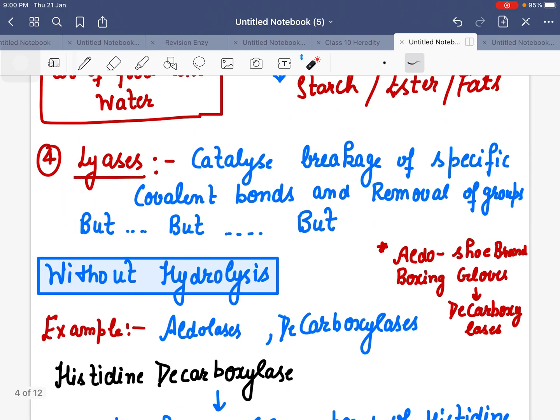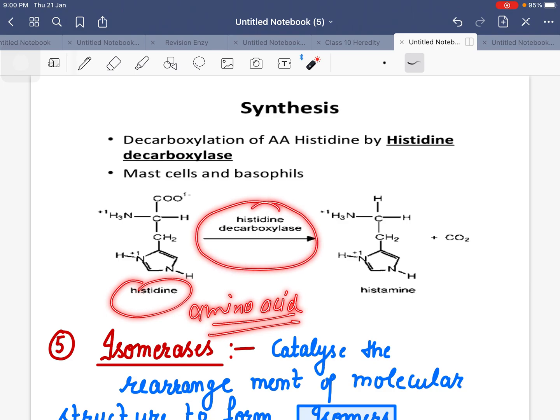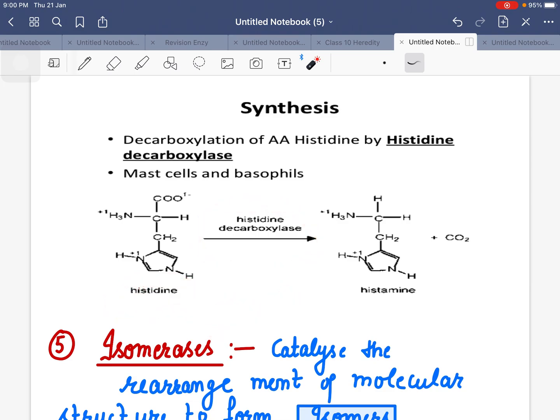So lyases are enzymes which break covalent bonds and remove groups. A very important example here is histidine. Histidine is an amino acid. On histidine there is an enzyme which acts, that is decarboxylase, histidine decarboxylase. It breaks this carbon-carbon bond, removes this group and changes it into histamine. Histamine is released during the allergic reaction by the mast cells and basophils. So this is the example of your lyases.